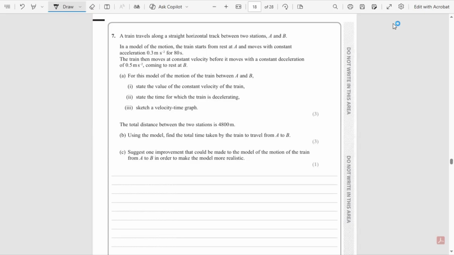For part A of the question, for this model of the motion of the train from A to B, state the value of the constant velocity of the train.